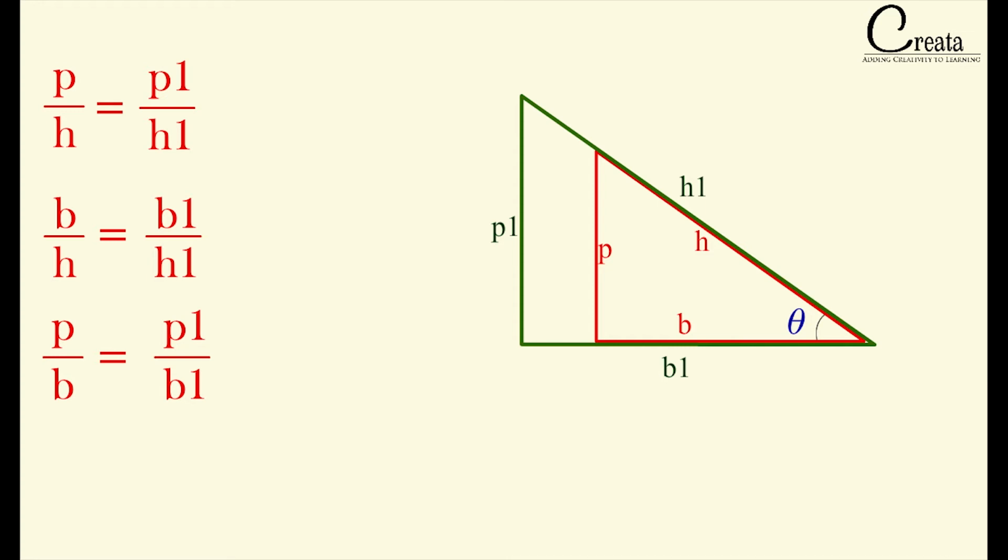It means for the fixed angle theta, the ratio of any two sides of the right angle triangle is the same. Are you getting it? The point here is angle theta is fixed. It is not limited to two triangles only. You can take any number of triangles. The ratio of any two sides will be the same, but the angle theta should be the same, or it should be fixed. Getting the point?